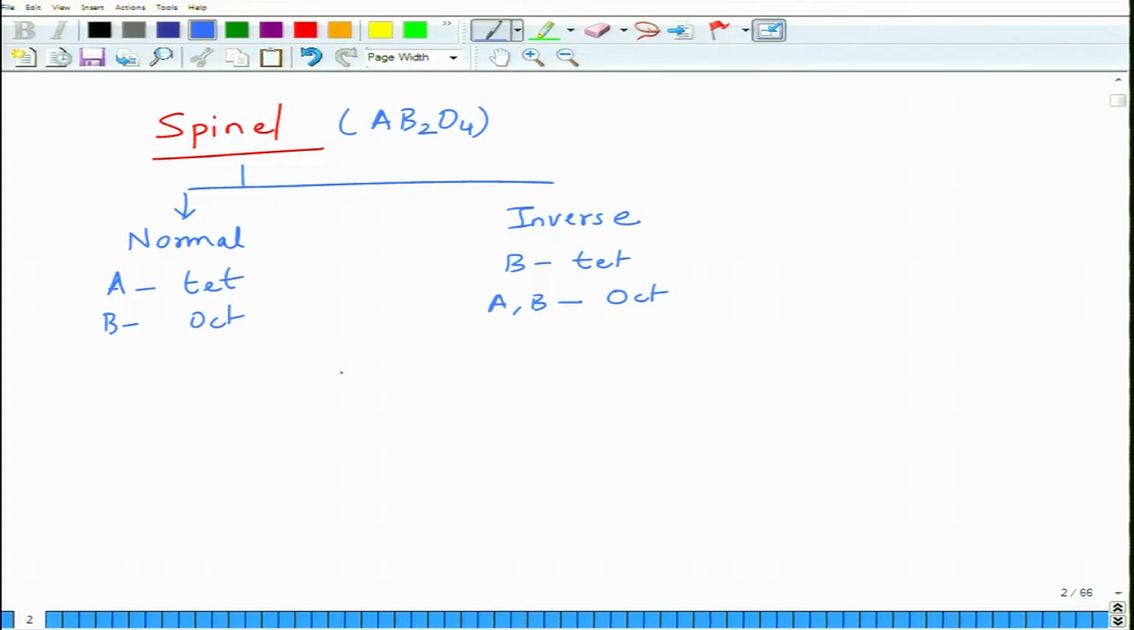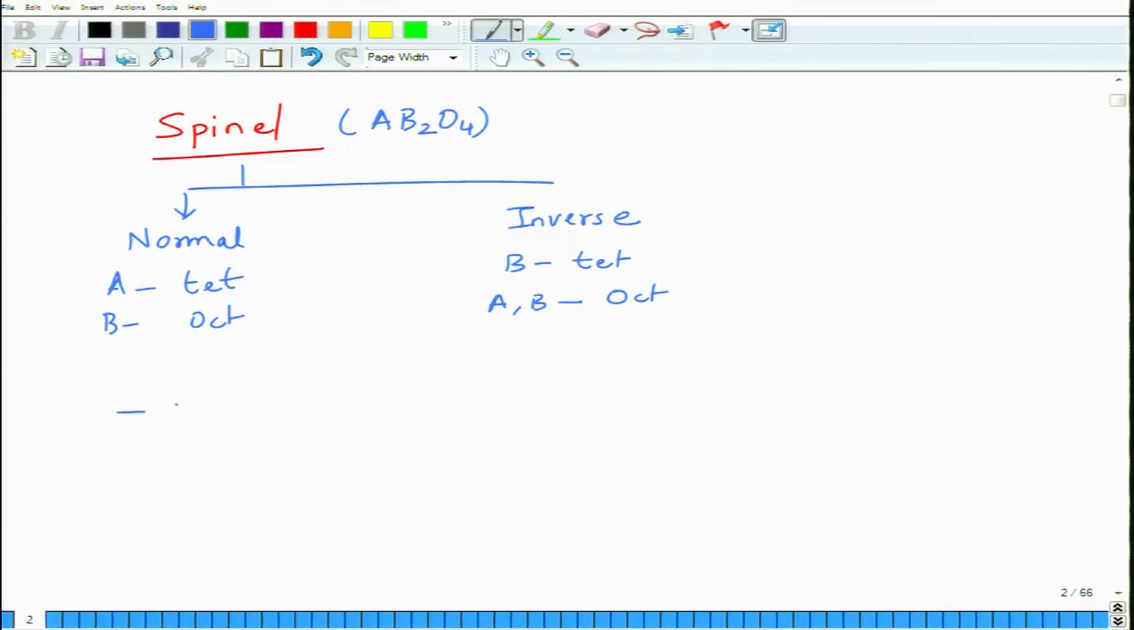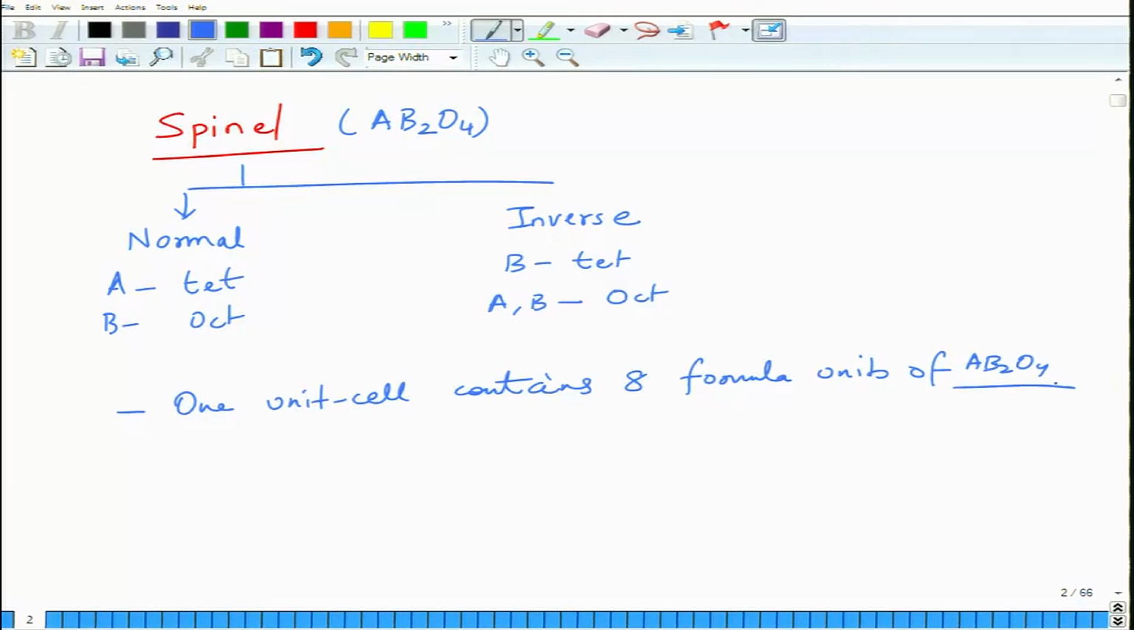Now the unit cell in this case is typically made of 8 formula units, to accommodate these interstitial atoms in a regular periodic arrangement so that you can form a lattice. The lattice does not come in one formula unit. You have to put in 8 formula units of AB2O4 to put these atoms in the interstitial positions in a repeatable manner. So, the lattice is a little bigger. One unit cell contains 8 formula units of AB2O4. So, it is a bigger unit cell, and we will see how the structure looks in a different slide.